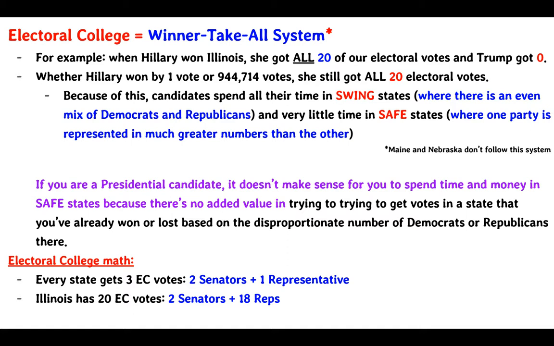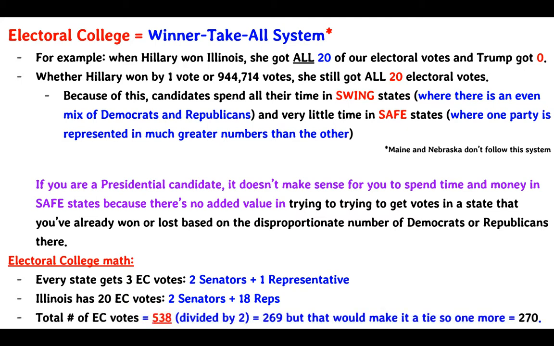Again, California is the biggest. They have 53 representatives and 2 senators to get to 55. Now, the total number of electoral college votes, as I said before, is 538. 435 House members, 100 senators, and 3 from Washington, D.C. So you get to 538. You divide it by 2, you get to 269, but that would make it a tie. So you try to get 270.